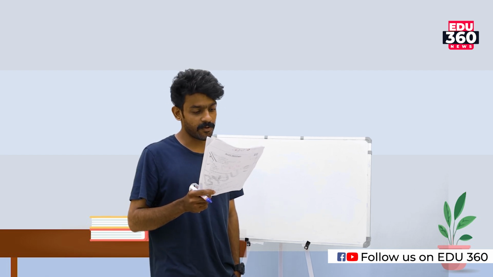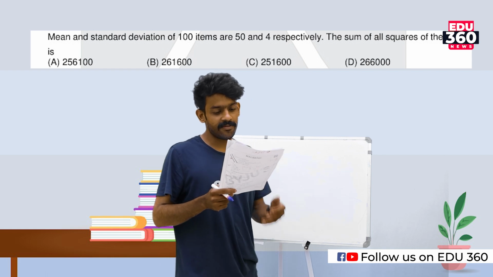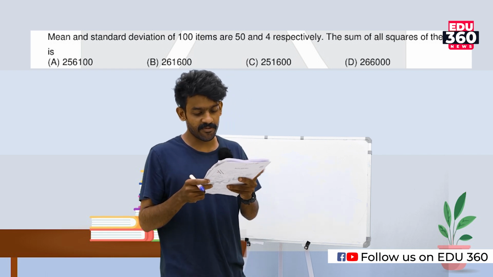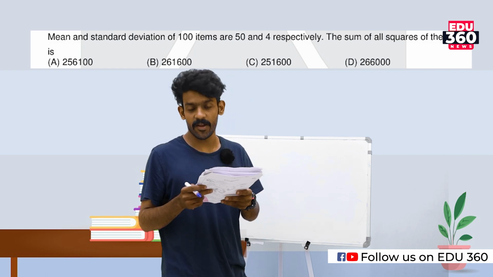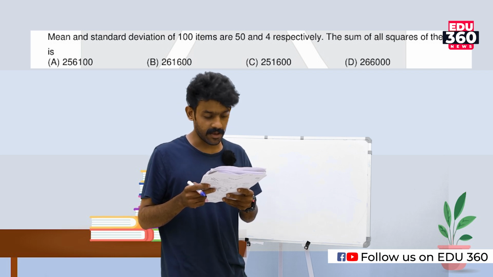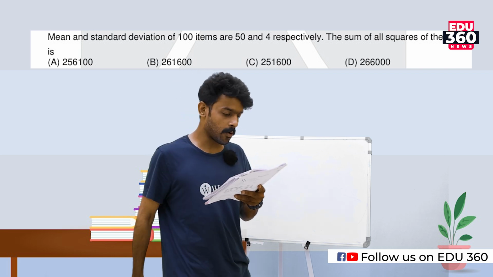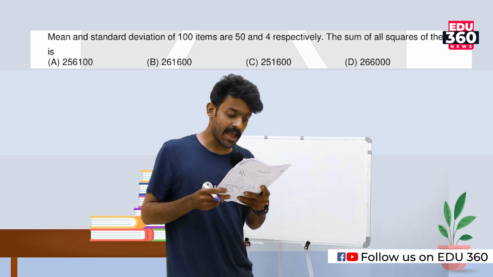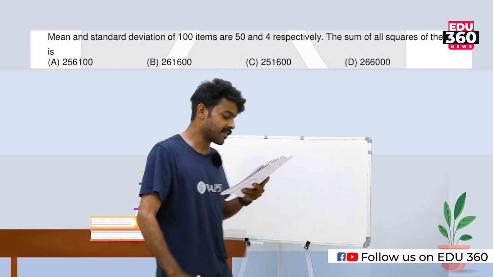So let me read the first question. Mean and standard deviation of 100 items are given as 50 and 4 respectively. The sum of all squares of the items is, you can see there are 4 options. So it's given that the mean and standard deviation of 100 items.